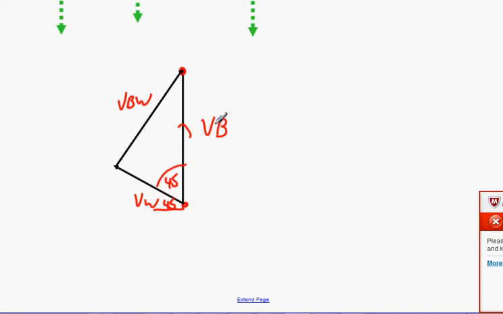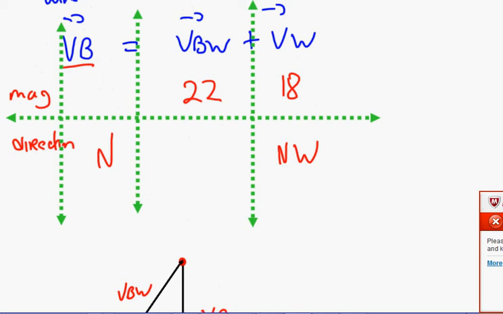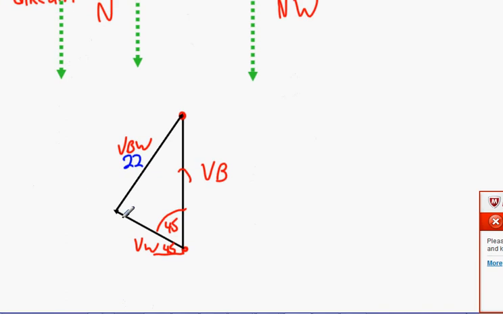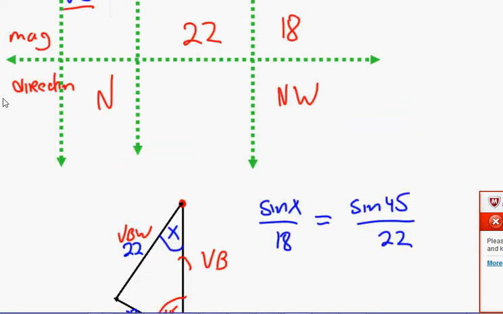Now, what can we say about the velocity of the bird? We can't say anything. Velocity of bird and wind, 22. So we can put this here as a 22. And what about the velocity of the wind? 18. We can do a sine rule and calculate angle x. So sine x over 18 equals, anybody? Will equal sine 45 over 22.